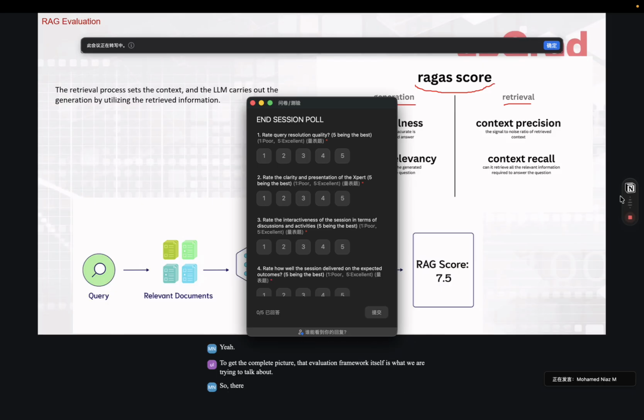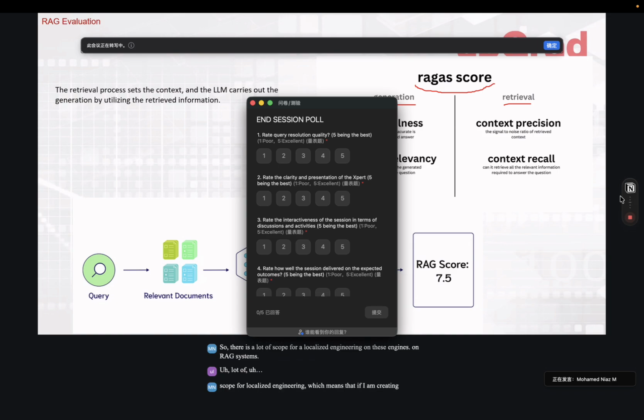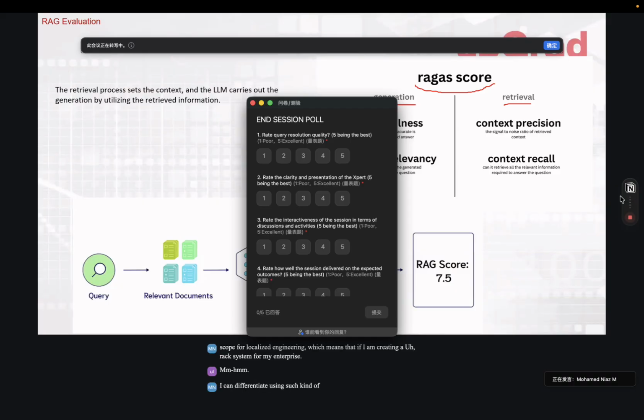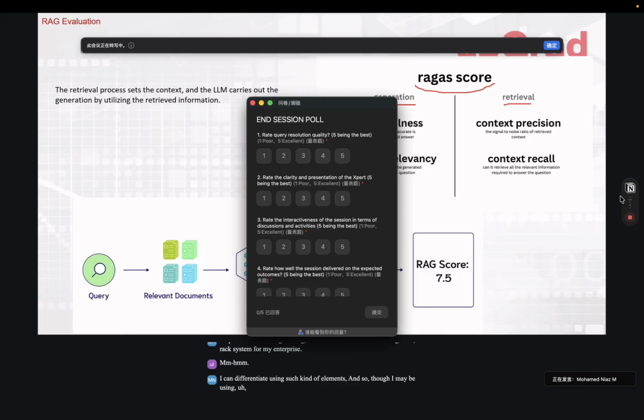So there is a lot of scope for localized engineering on these engines and RAG systems. A lot of scope for localized engineering, which means that if I am creating a RAG system for my enterprise, I can differentiate using such kind of elements. And so, though I may be using a foundational LLM, I have the feasibility to differentiate through such methodologies. Is it correct?